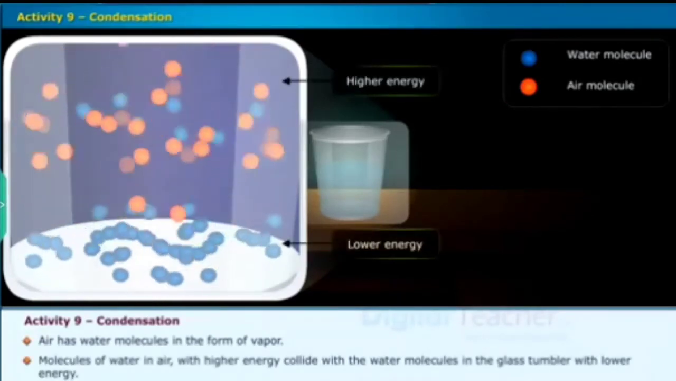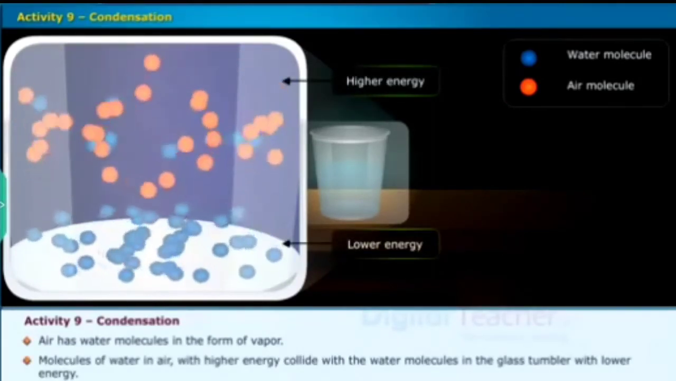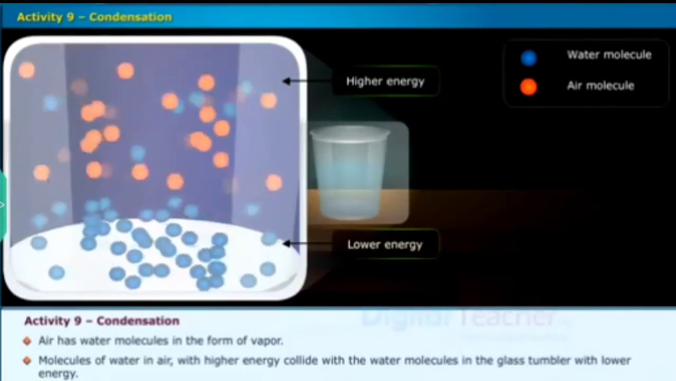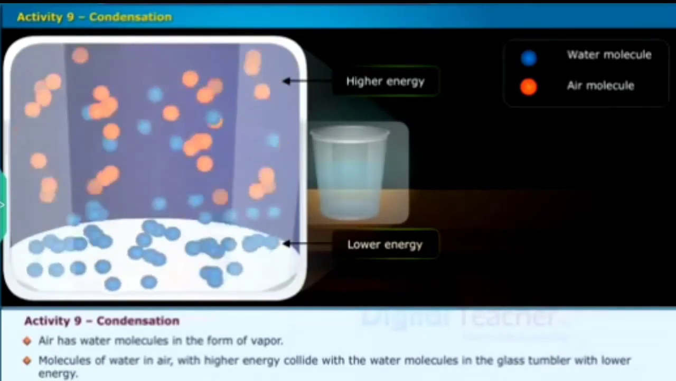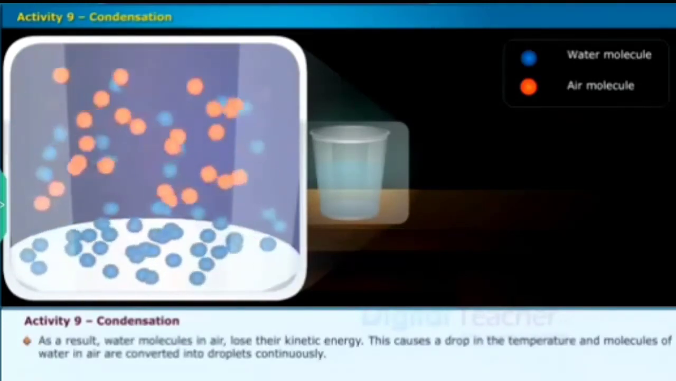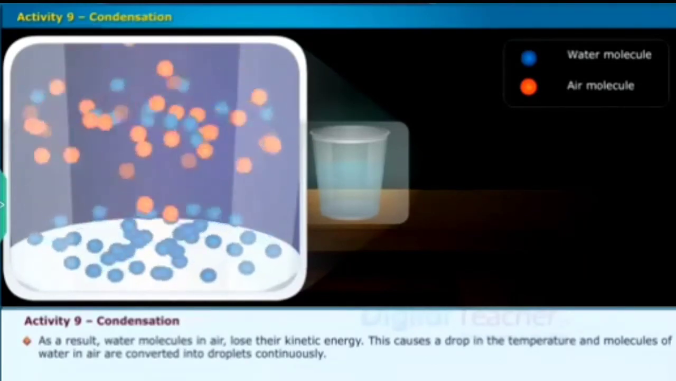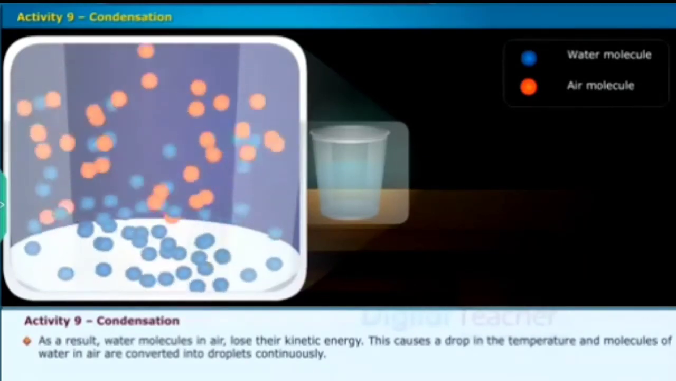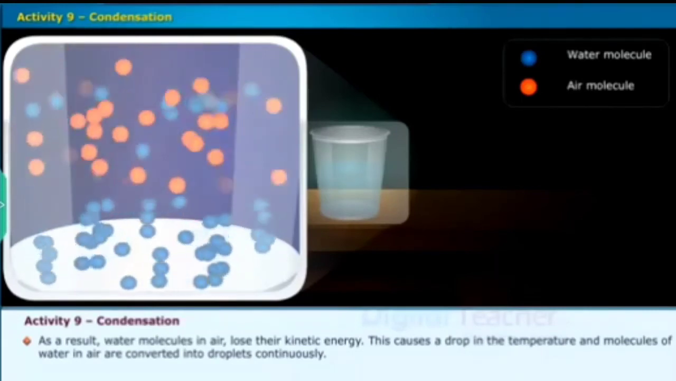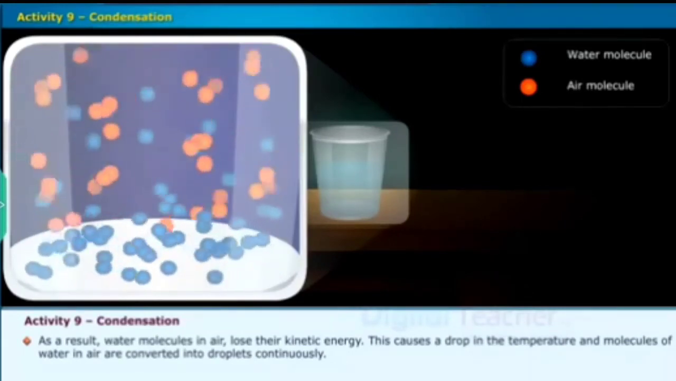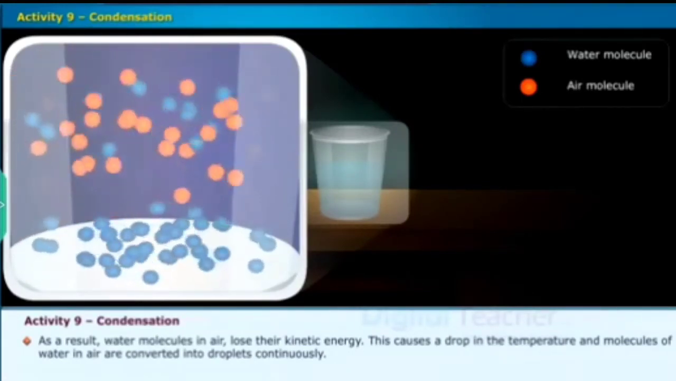Molecules of water in air with higher energy collide with the water molecules in the glass tumbler with lower energy. As a result, water molecules in air lose their kinetic energy. This causes a drop in the temperature, and molecules of water in air are converted into droplets continuously.